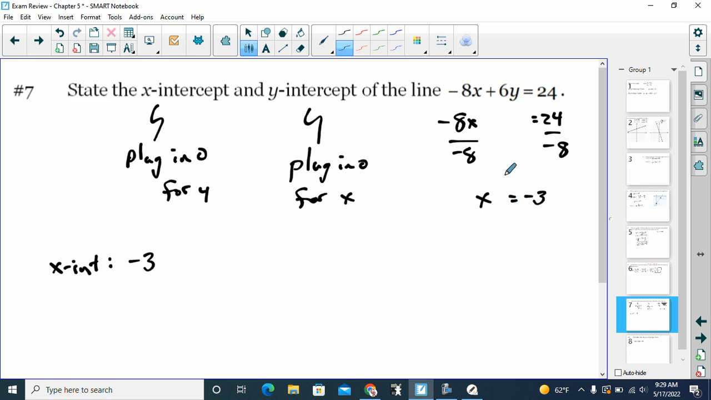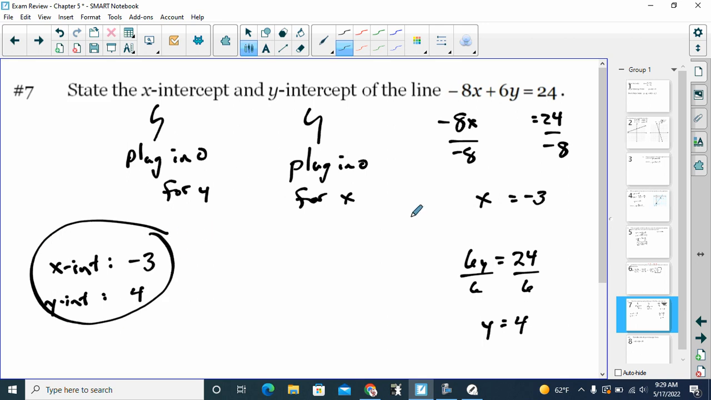To get the y-intercept, we do the same thing, but we plug in 0 for x. If I put in 0 for my x, this would be 0 plus 6y equals 24. We can divide both sides by 6, and we get a y-intercept of 4. Our x-intercept is -3. Our y-intercept is 4.